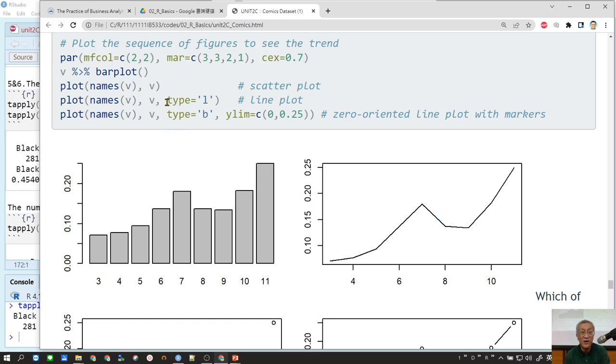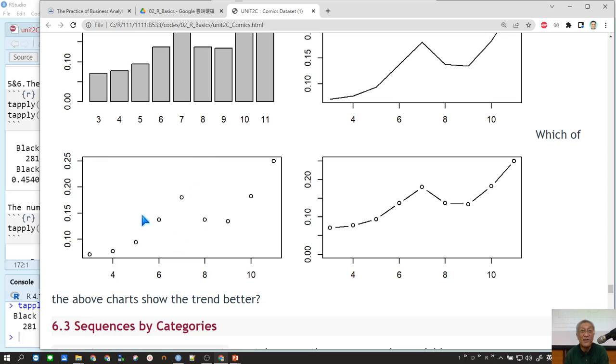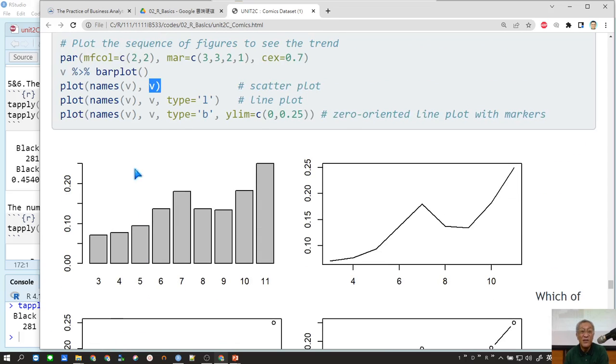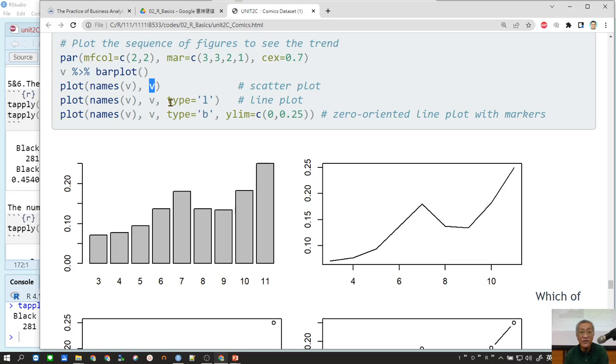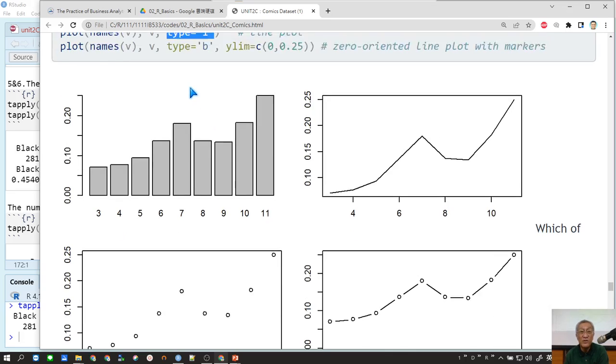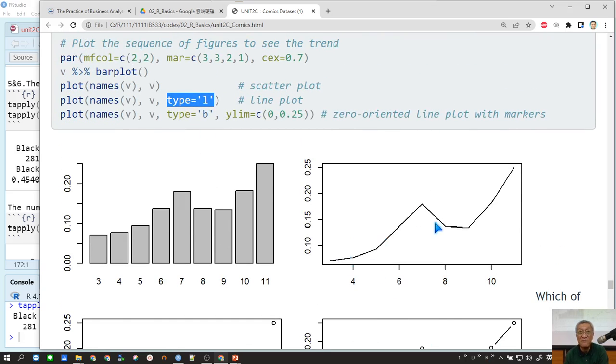If you use plot and give the x and y values, by default it will produce a scatter plot like this. If you just give it a name and then the value, this is the x and y pair, then it will put a mark on each of these x and y pairs. In order to see the trend, sometimes you would like to use type equal to L. If you use type equal to L, then you will generate a line plot like this.